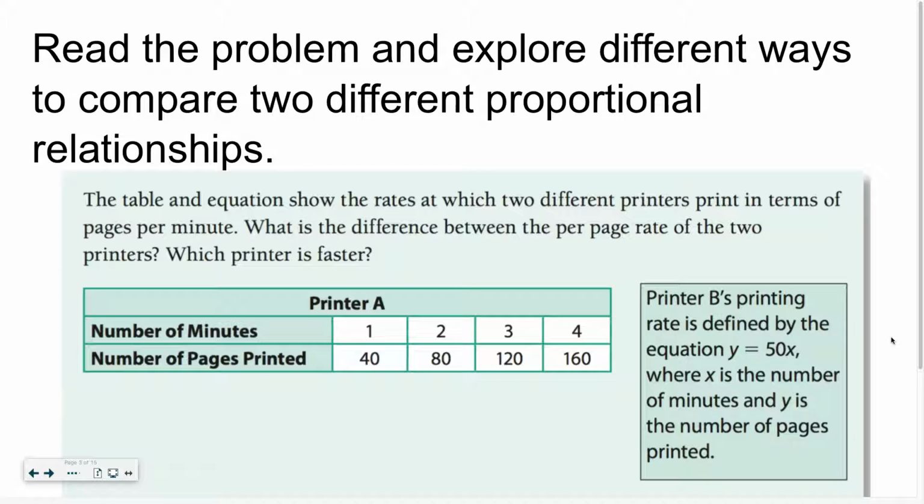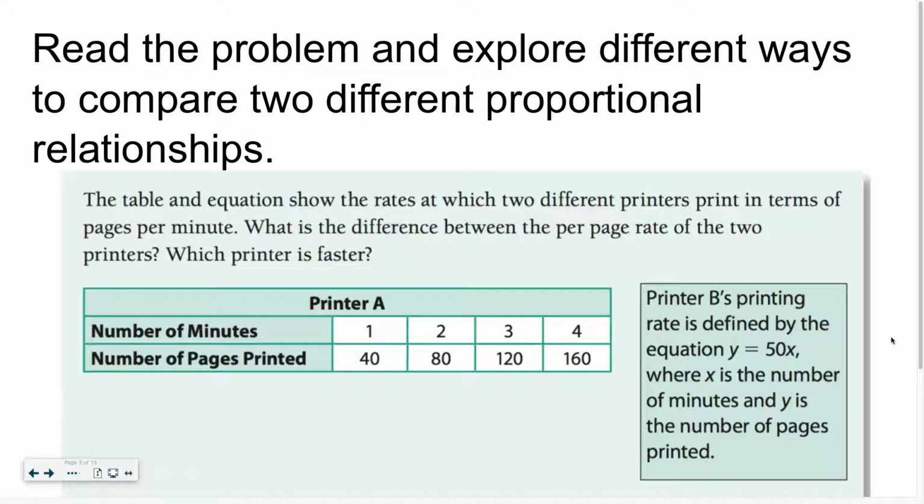So this table and this equation show the rates at which two different printers print in terms of pages per minute. We're going to find the difference between the per page rate of the two printers, and we're going to find which printer we think is faster. So can we find the unit rate? What would the unit rate represent in terms of the printer? We know unit rate is like comparing to 1. But for a printer, what do you think it would represent?